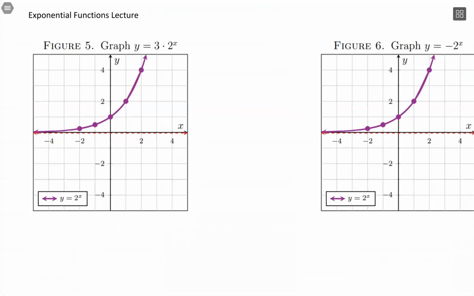All right. For this one, we're multiplying by 3 on the outside of the function. So this is going to be a vertical stretch by 3.